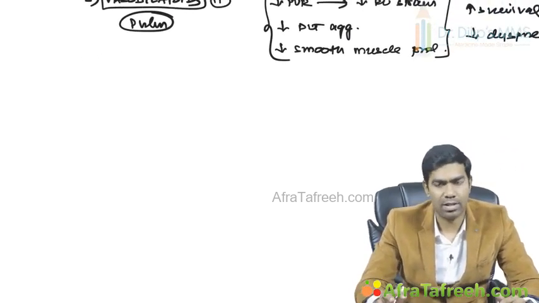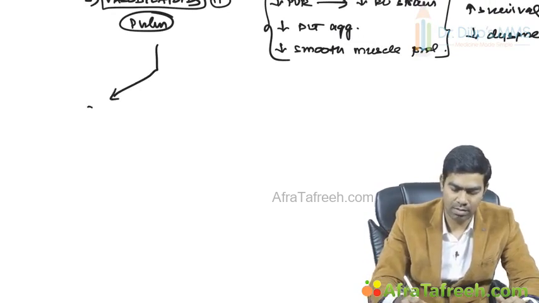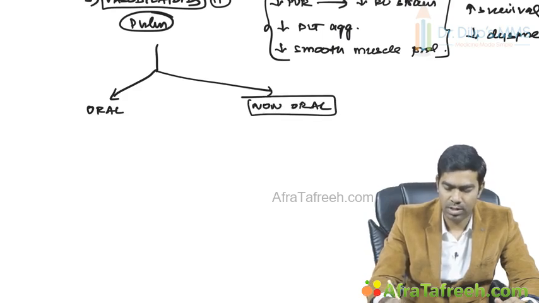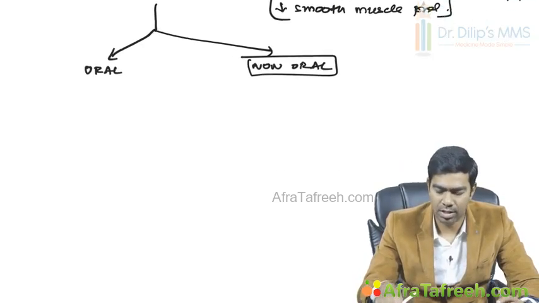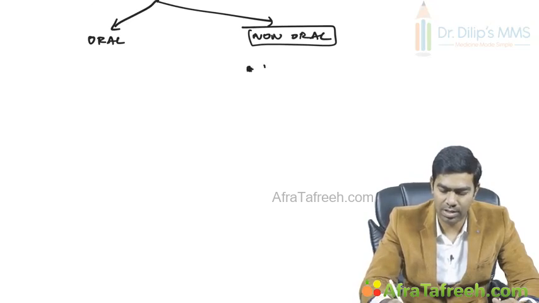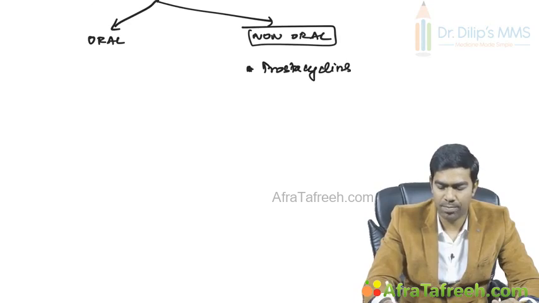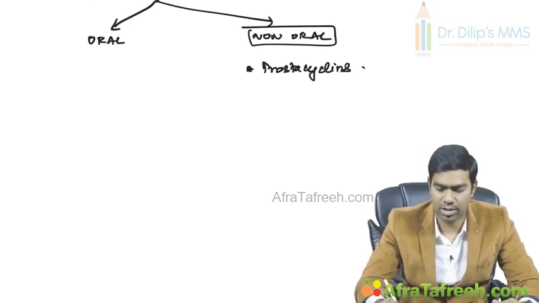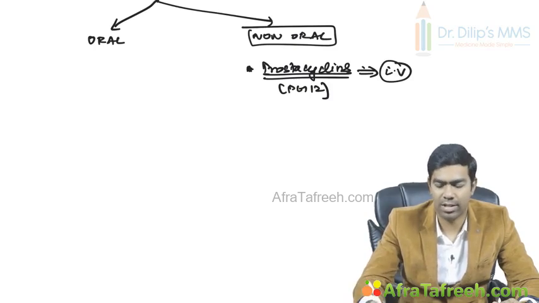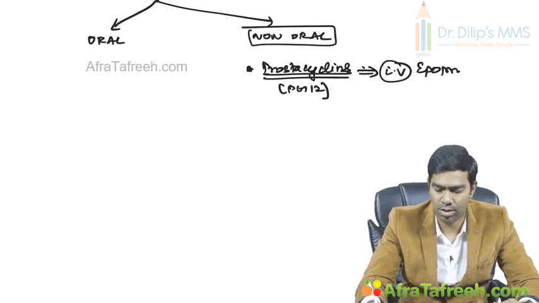So what are the vasodilators available? Basically you have oral vasodilators and non-oral vasodilators. Originally this was the division that is done, but currently some changes are there which I will tell you. Non-oral originally included prostacyclins first. Typically this is what we call PGI2 and it has to be given IV. And the drug that is available is what we refer to as epoprostenol.